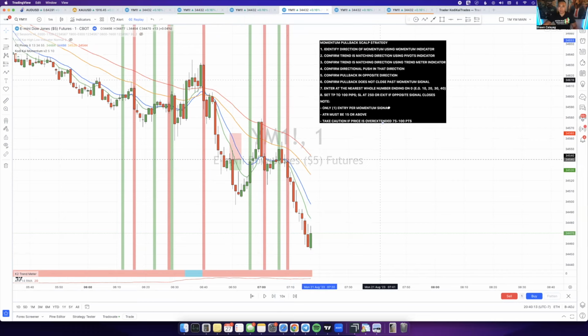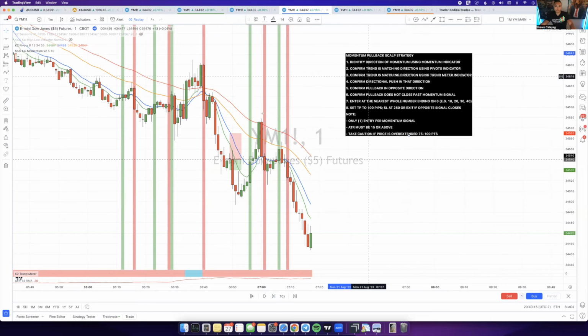All right, same thing. So looking at step 1, confirm direction of momentum. We have a sell signal right here. Step 2, confirm trend using the pivots. You can see that price is below the pivots. Pivots are angling down. Step 3, confirm the trend using the trend meter. Trend meter down below is red. Step 4, confirm directional push in that direction. That's obvious right there. Step 5, confirm pullback in the opposite direction. Pullback right there. Step 6, confirm the pullback does not close past momentum signal. Momentum signal is way up here.